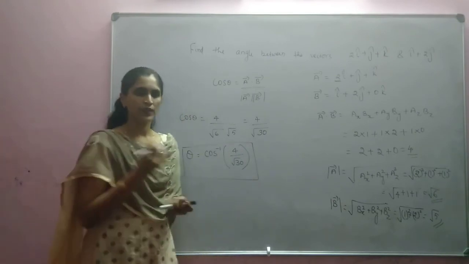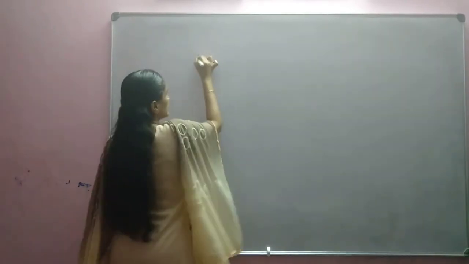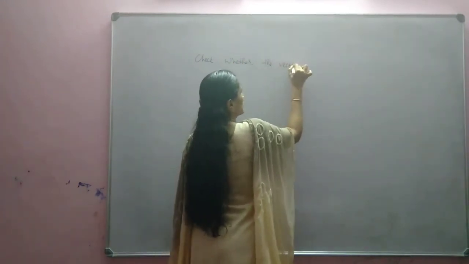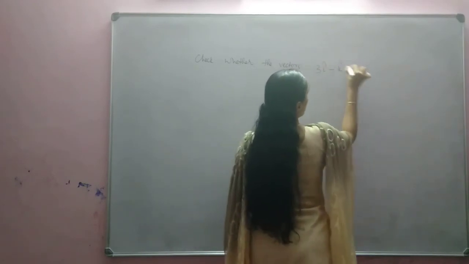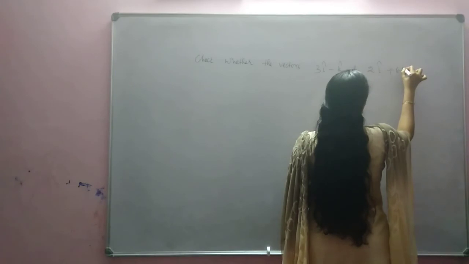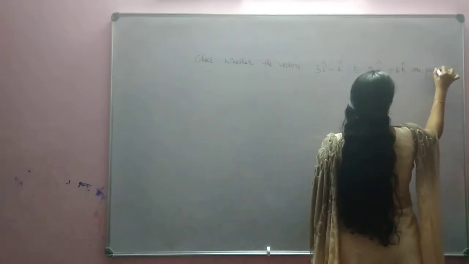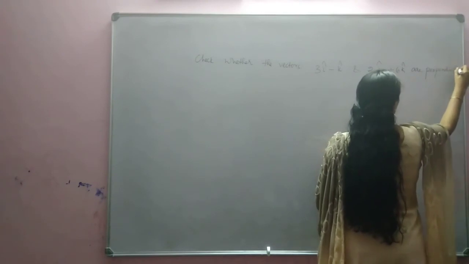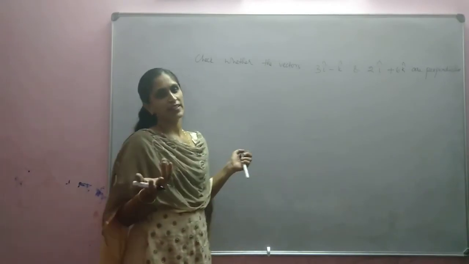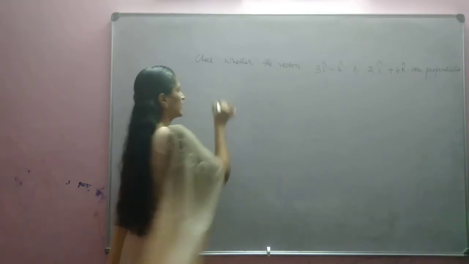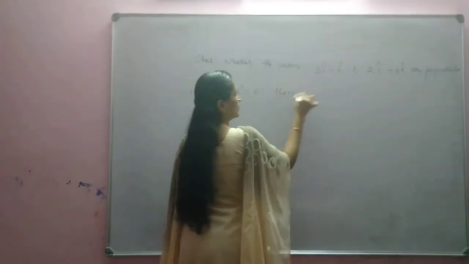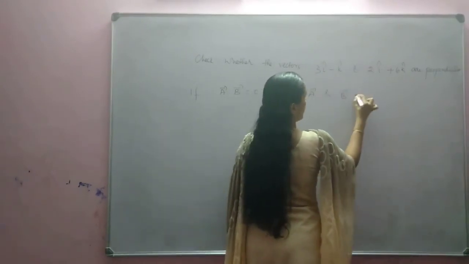Understood, no? Okay. Now we will discuss one or two more things. Check whether the vectors 3i minus k and 2i plus 6k are perpendicular. So how to check whether two vectors are perpendicular? I told you, very easy. If we find the scalar product of the vectors and it is 0, they will be perpendicular. So we can write, if a dot b is equal to 0, then a and b are perpendicular.